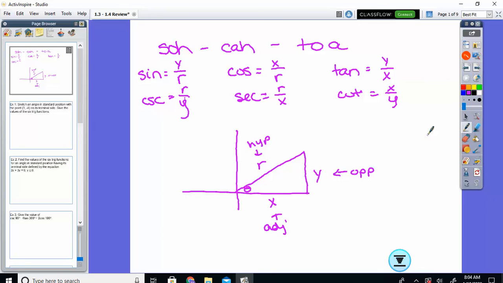So if you know them, you can just jot that down at the top of your paper when you get it. If you don't, think Sohcahtoa. Draw this picture and go from there. Alright? So let's run through the types of questions that I will ask on this quiz. We may not work all these in their entirety. We'll kind of see what we need and work through.